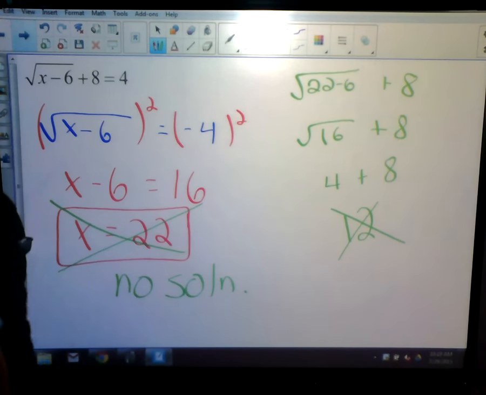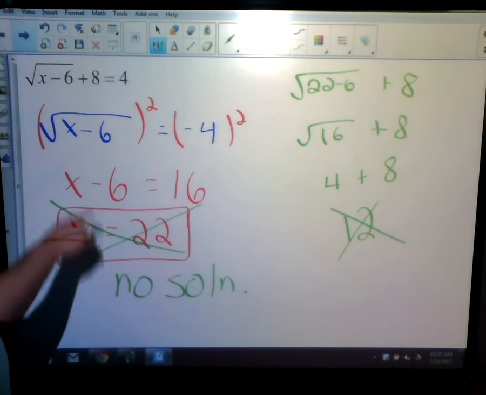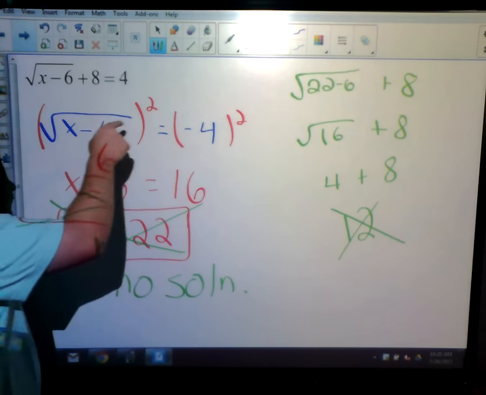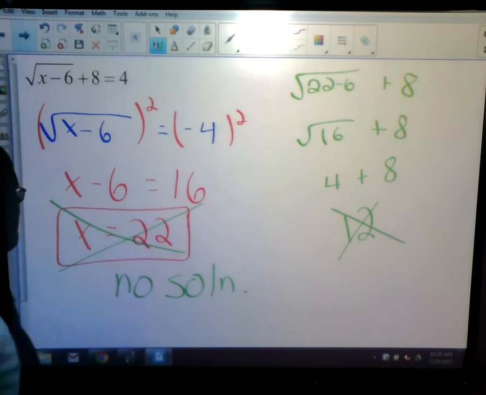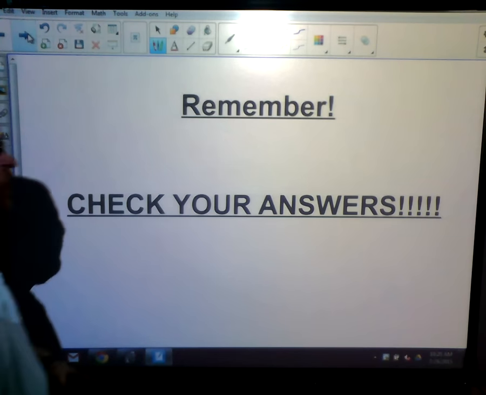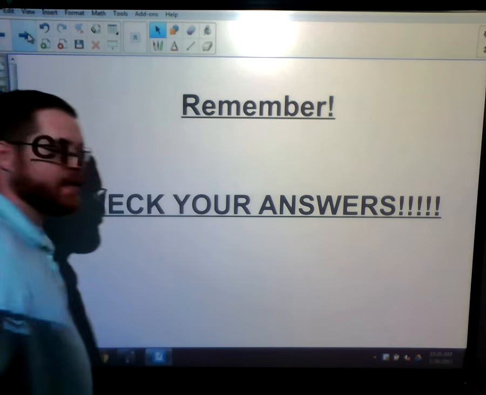Now think for a second. Is a square root ever equal to a negative number? No, square roots can't be negative. So because of that, you could have said it was no solution. That's me showing it to you. Remember, you have to check your answers.